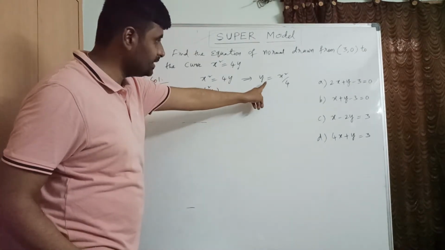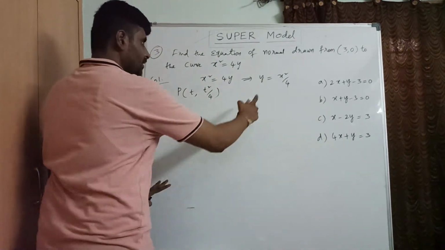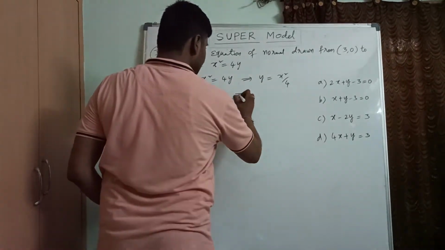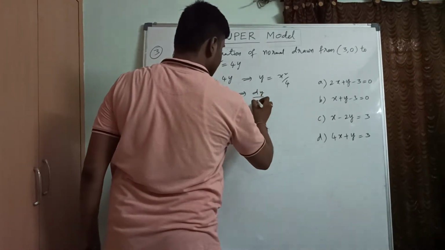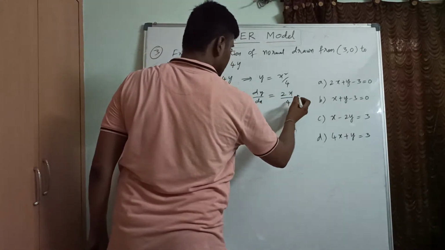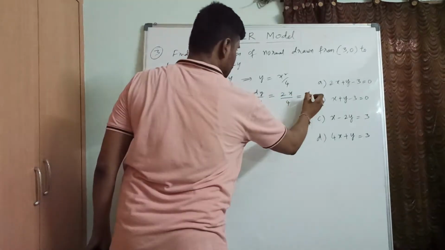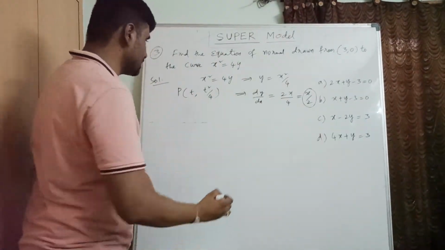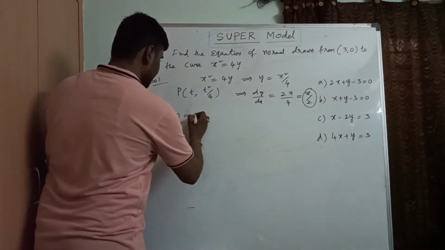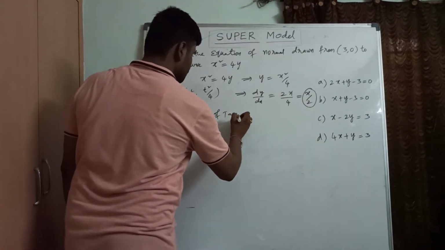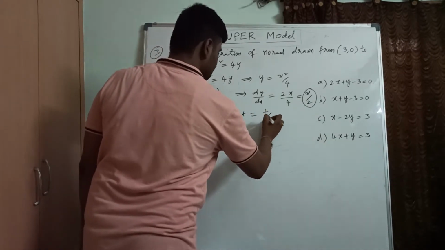We can simplify the curve like this, right? Now whenever you take x as t, y is t square by 4. After that, derive dy by dx. What will you get? 2x by 4, which is x by 2. Correct? Now substitute this point, and we will get the slope of the tangent. So t by 2. Correct?